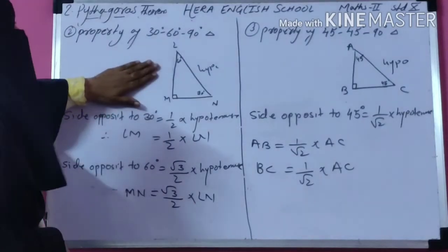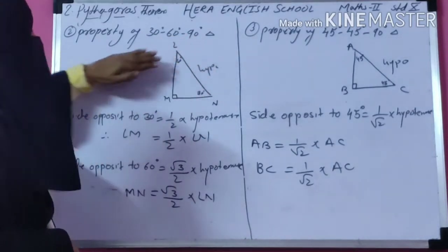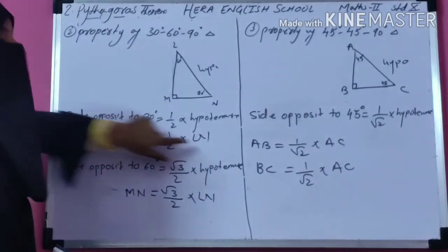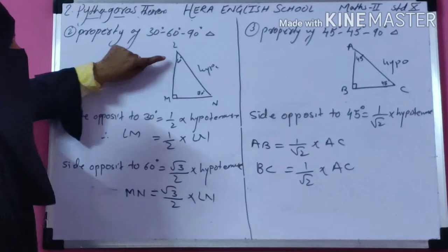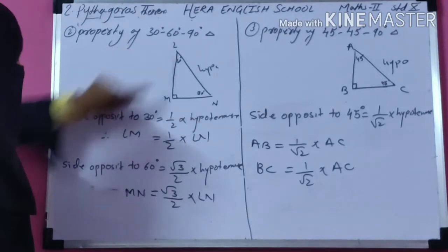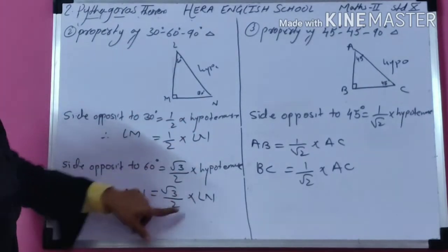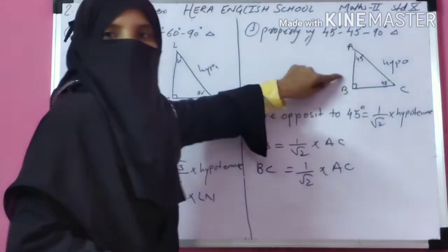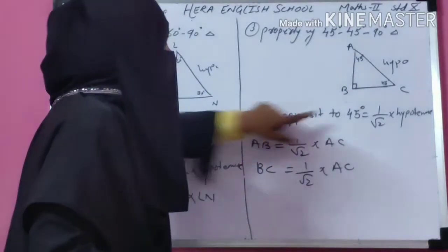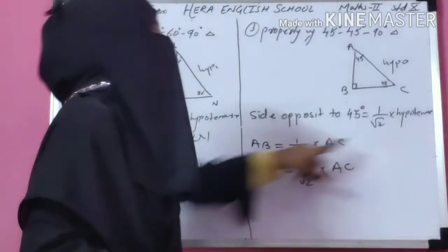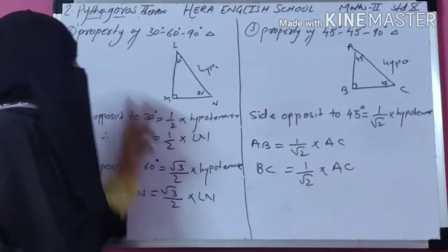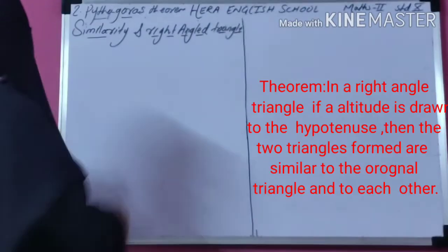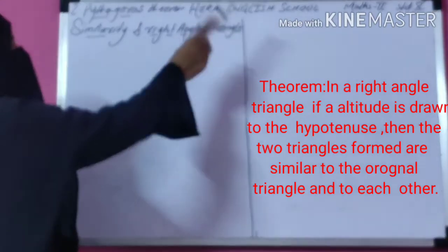In a 30, 60, 90 triangle, the side opposite to 30 is half of the hypotenuse. In a 30, 60, 90 triangle, the side opposite to 60 is root 3 upon 2 times the hypotenuse. In a 45, 45, 90 triangle, the side opposite to 45 is 1 upon root 2 times the hypotenuse. Remember these three properties. Next is a theorem, that is similarity in a right angle triangle.